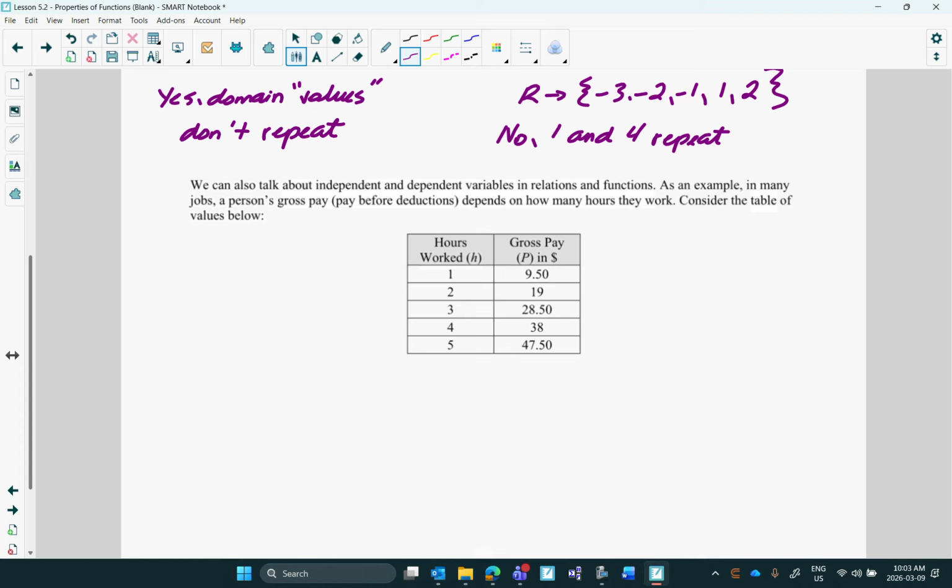When we talk about the domain and range, we can also use independent and dependent variables. Okay? The independent variable, that's really the domain. So in this case, it would be hours worked. Or if we were asked to list them: 1, 2, 3, 4, 5.